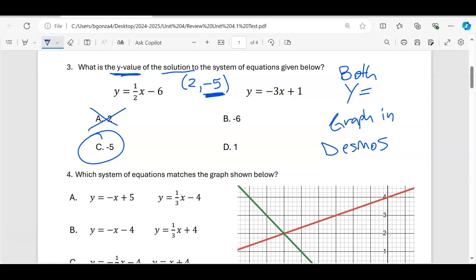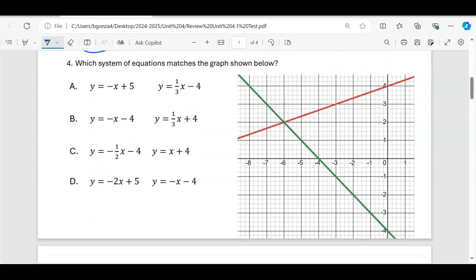Okay. Number 4, which system matches the graph below? Now, there's a couple ways to do this. You could look at every equation and try to match it on here. So I'll walk you through that verbally here. If you look at A, the first one has a y-intercept of 5. And I want you to notice nothing is graphed here at +5. So it can't be A.